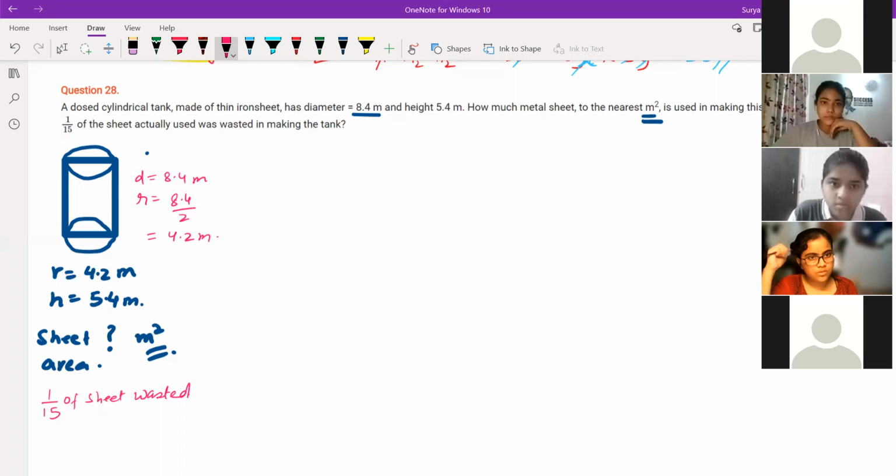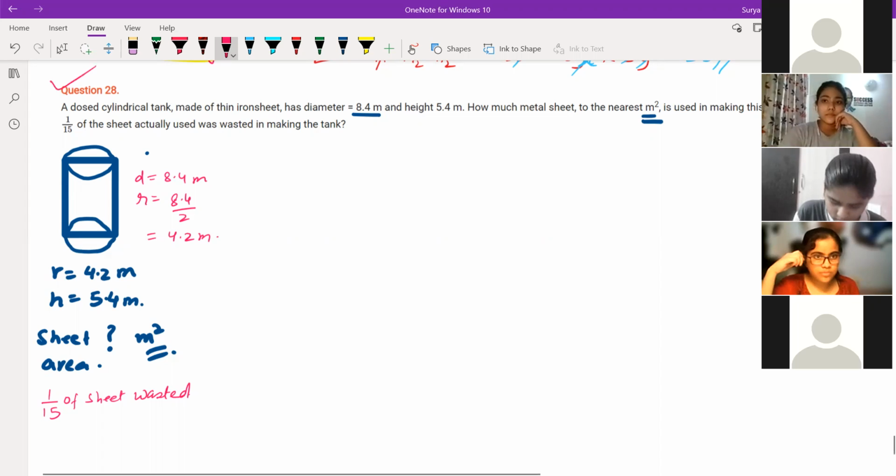Achha. Just see, we are doing a few extra questions based on surface area and volumes. Yes, sir. So this is one question we are doing, 28th question. Try to understand, and just we are doing this.